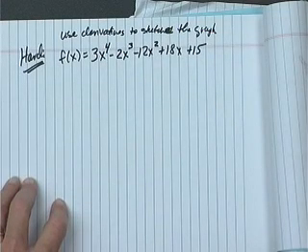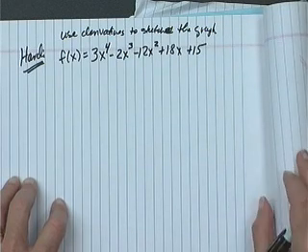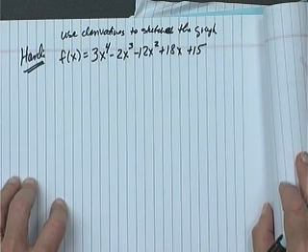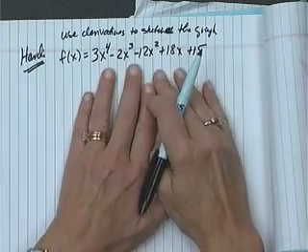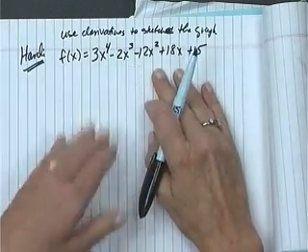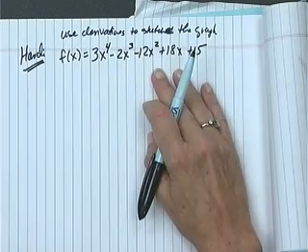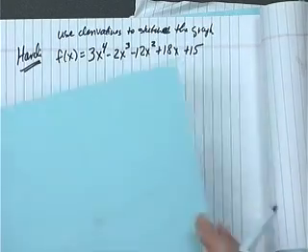3x to the 4th, and I sure hope I copied it down correctly. 3x to the 4th minus 2x cubed minus 12x squared plus 18x plus 15. Is the domain always all real? The domain here is all reals because there's not a single value of x you can put in here that makes division by 0 or negative under the radical.